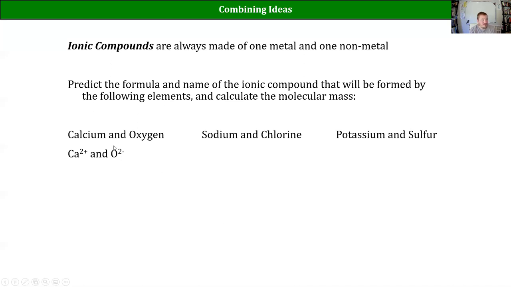So if we want to know what the compound is, we just need the smallest whole number ratio that makes the charges add up to 0. So if we want the charges to add up to 0, for every 1 calcium, we need 1 oxygen. So our formula for this compound would just be 1 calcium to 1 oxygen. We don't usually write the subscript if we just have a 1 there, but we can. So for every 1 calcium, you need 1 oxygen.